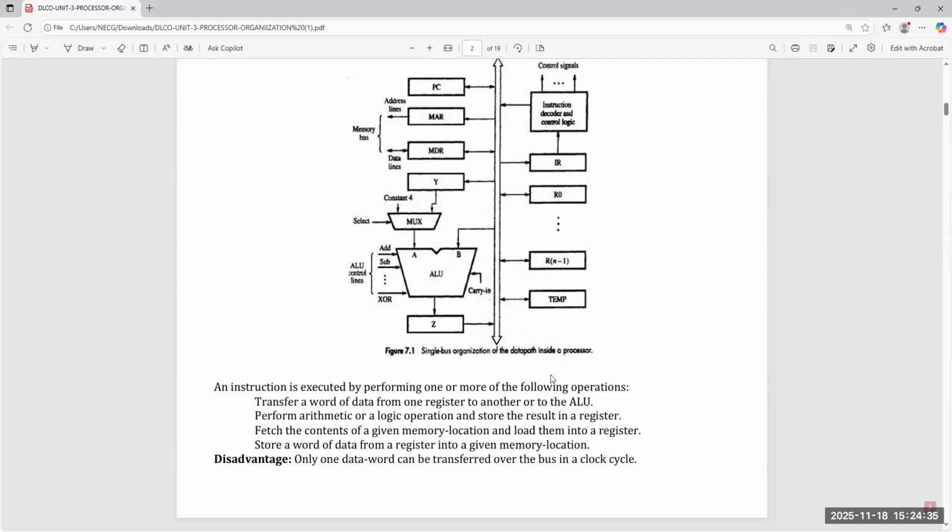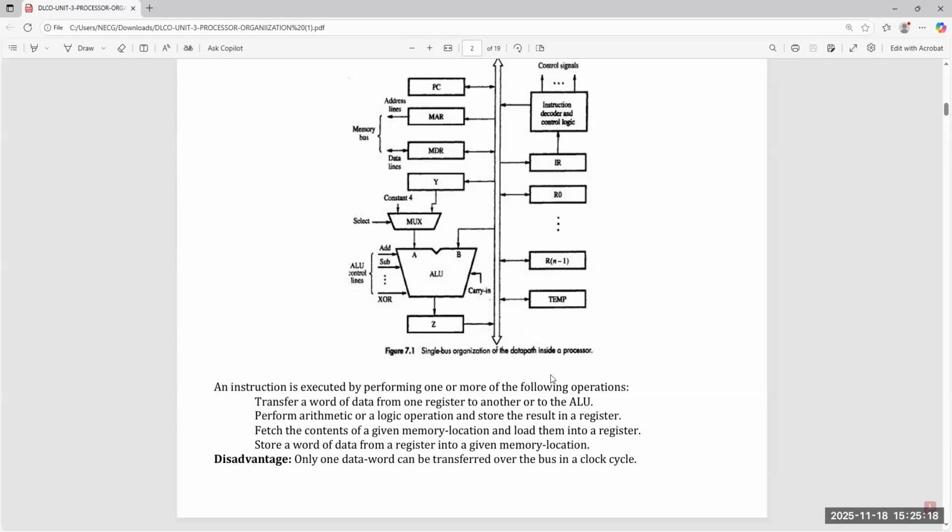Now, an instruction is executed by performing one or more of the following operations. So what are the operations? The first operation is to transfer a word of data from one register to another register or to the ALU.